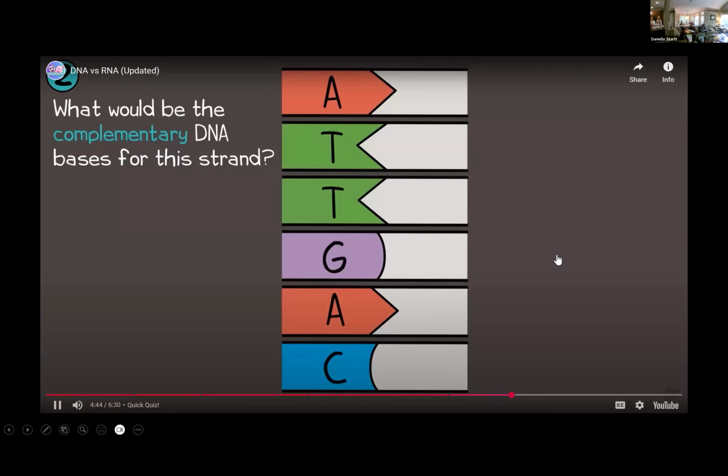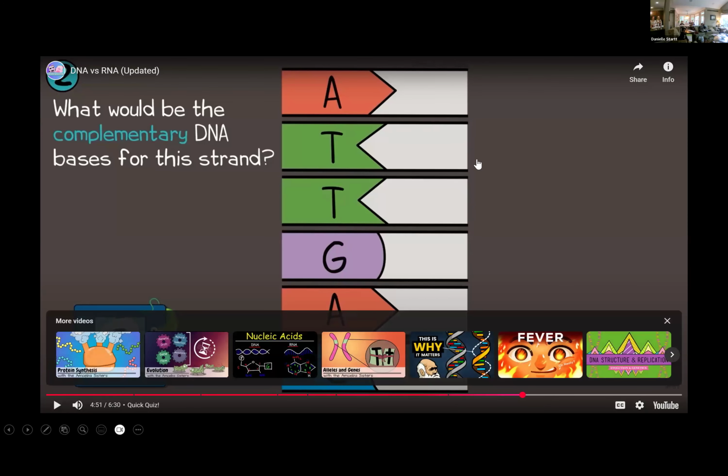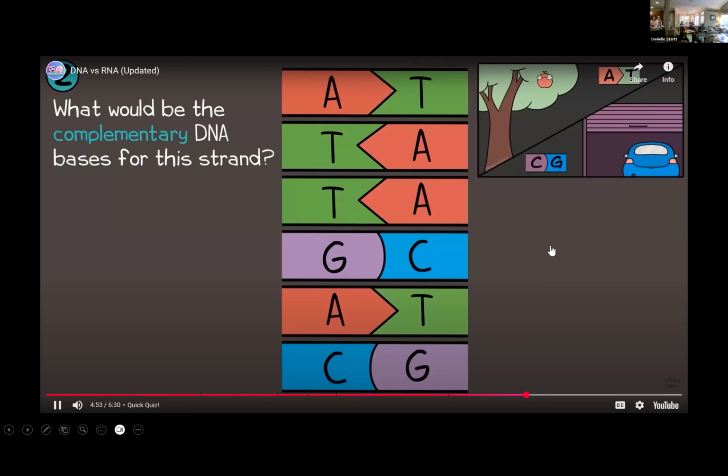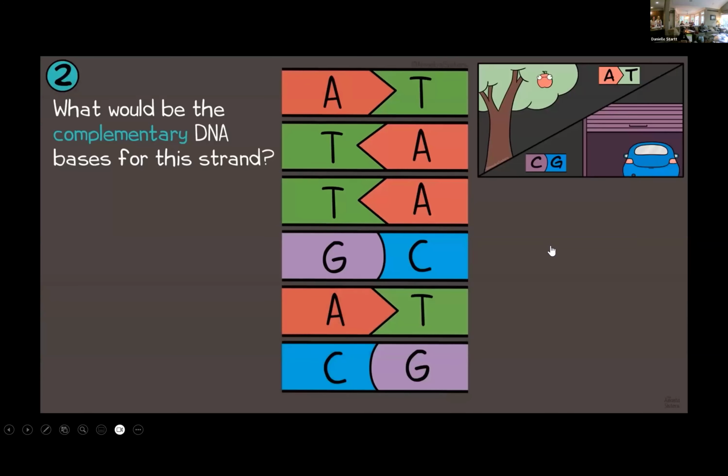Question 2. One strand of DNA bases is shown here: A, T, T, G, A, C. Can you complete what the complementary DNA bases would be for the other DNA strand? It's T, A, A, C, T, G. The answer: remember those base pairing rules for DNA and the popular mnemonic.